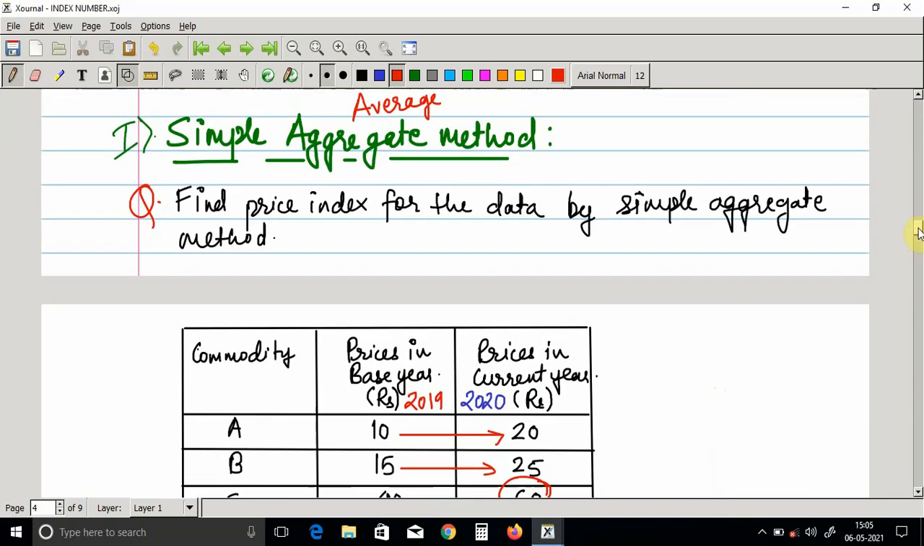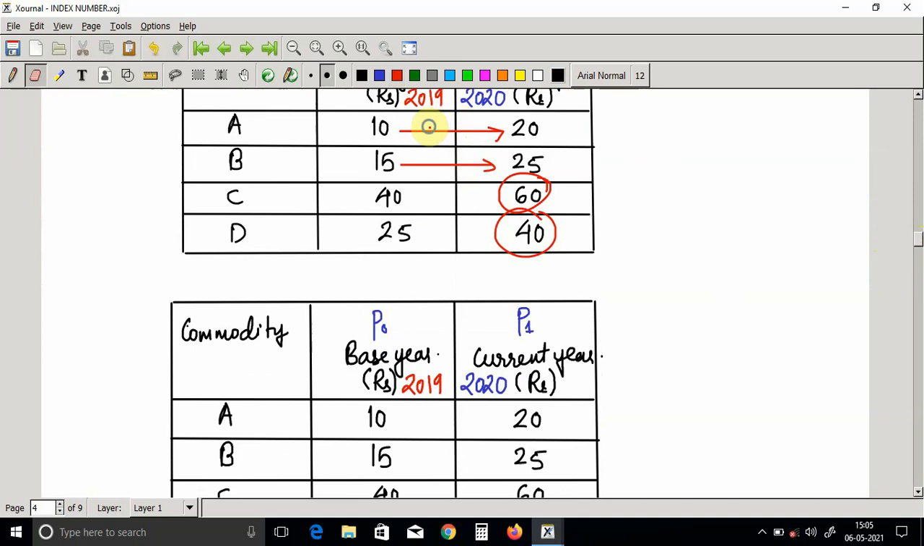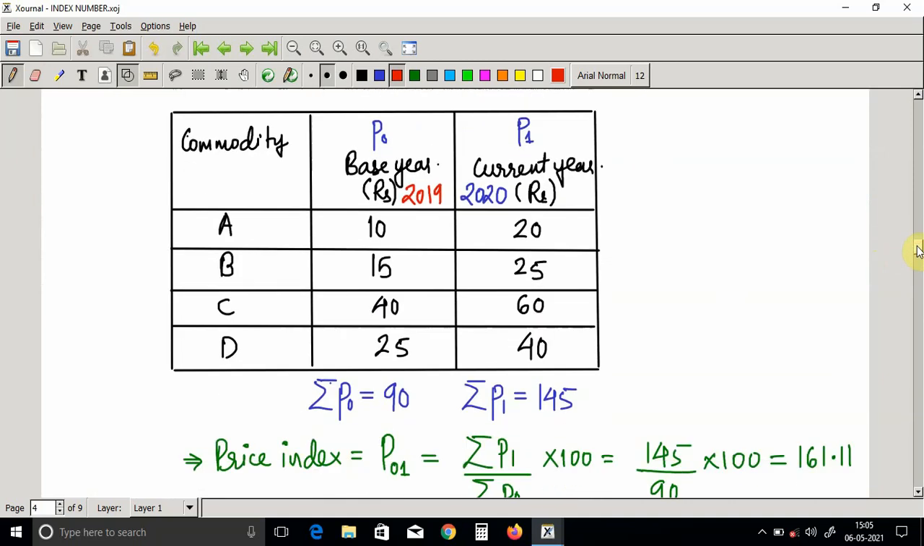We have to find the price index for these 2 years by simple aggregate. So what do I mean by simple aggregate? There are four commodities. What I will do is add the price of these 4 commodities. In the next table I have done that. So 4 commodities A, B, C, D. The sum of the price of those 4 is rupees 90.